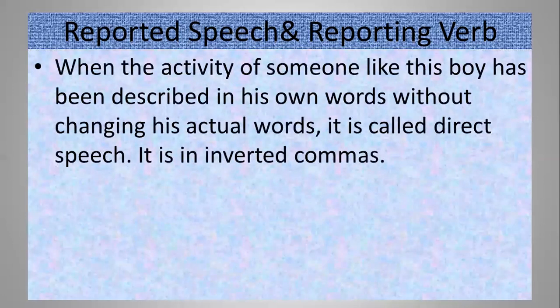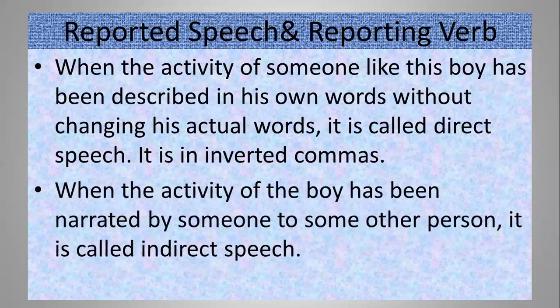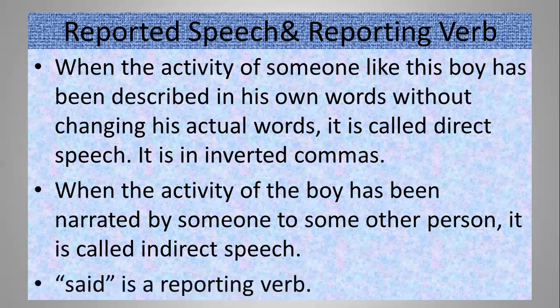When the activity of someone like this boy has been described in his own words without changing his actual words, it is called direct speech. It is in inverted commas. And when the activity of the boy has been narrated by someone to some other person, it is called indirect speech. And said is a reporting verb.